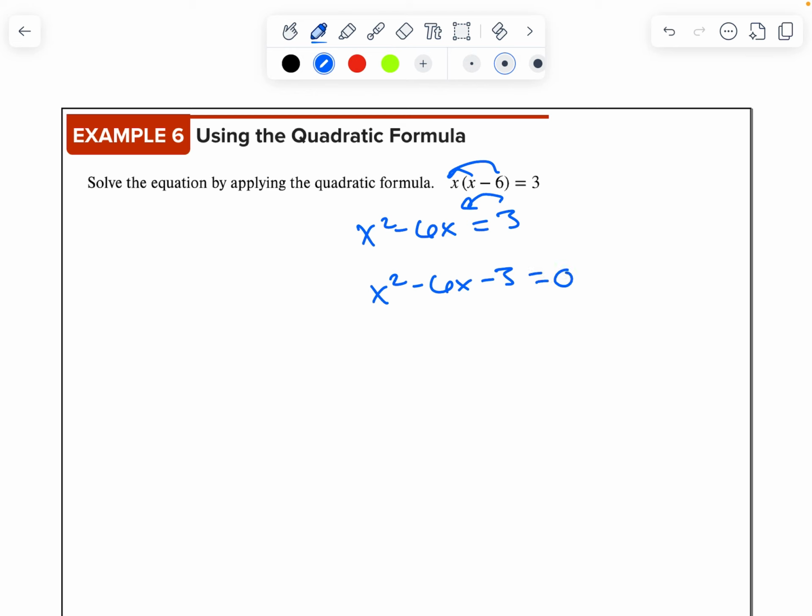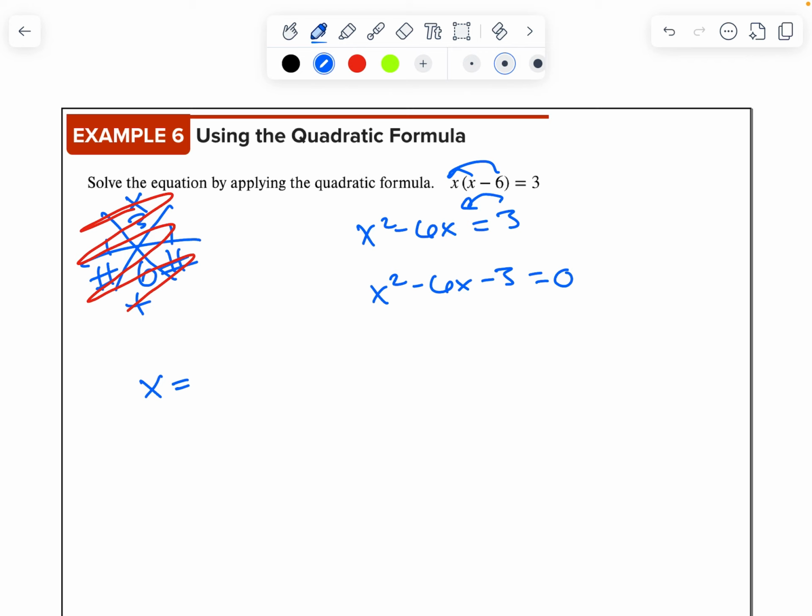My workflow, every time I get a new problem, I get it equal to 0, and then I want to try to factor first because it's so much faster if you can. So if I could factor this with the star method, I would, absolutely. In this case, there are just no numbers that will multiply to 3 and also add to 6. So I cannot do the star method on this one. I have to actually go with the quadratic formula.